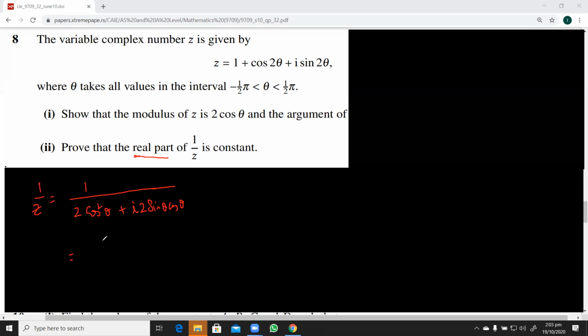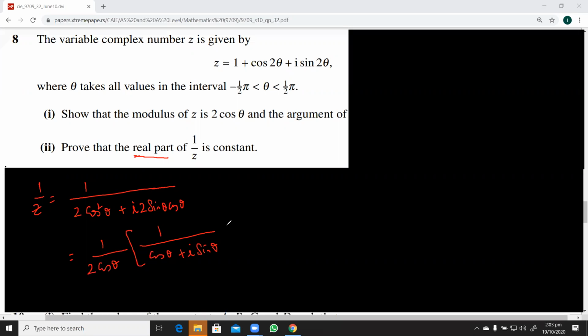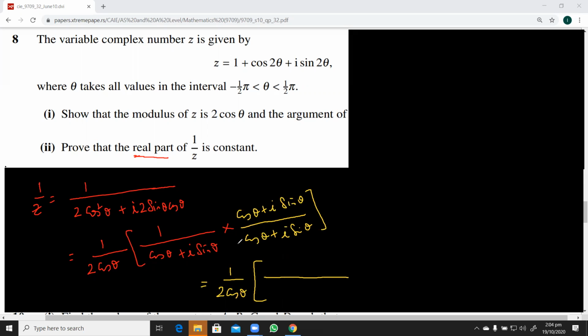So you see, I can take 2 cos theta common from the denominator. So I have 1 over 2 cos theta times 1 over cos theta plus iota sine theta. You know that whenever you have a complex number in the denominator, you have to realize this denominator. So this is going to be cos theta minus iota sine theta over cos theta minus iota sine theta. Oh, I didn't change the signs here. No one told me. This should be minus. So a plus iota b.